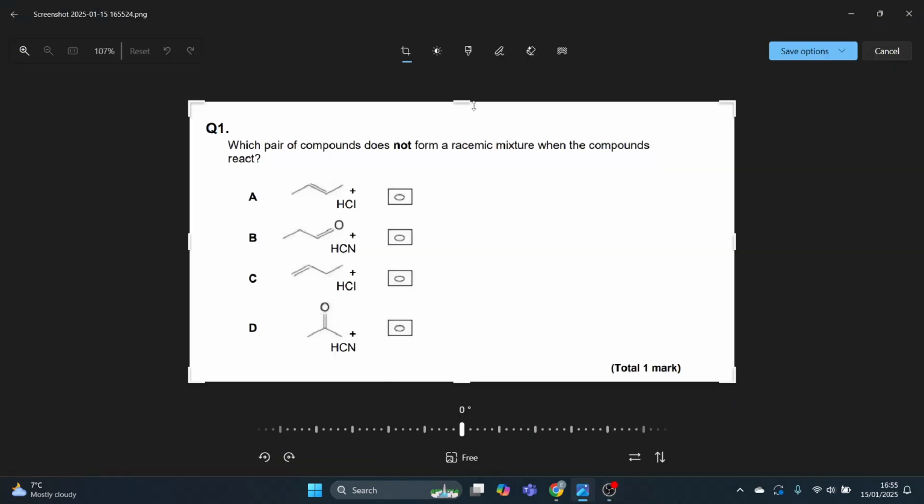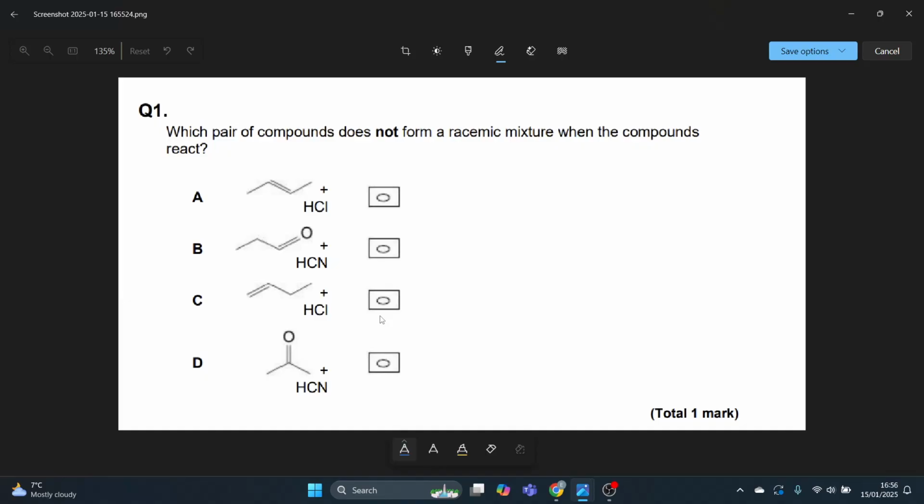Optical isomerism, multiple choice questions. Question 1. Which pair of compounds does not form a racemic mixture? Which pair of compounds does not form a racemic mixture when the compounds react?